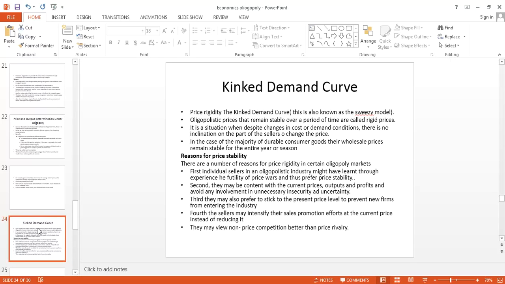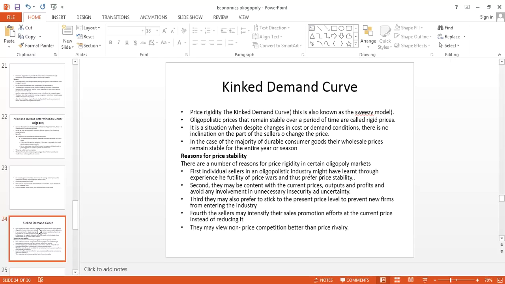Prices are rigid. There is no incentive for me to change the price. Now I'm going to explain each and everything in detail, but let's first list these things down. There is no incentive for me to change the price. Okay, so prices remain stable. Despite the fact that costs and demand conditions can change, prices still remain stable. Why? There are several reasons.